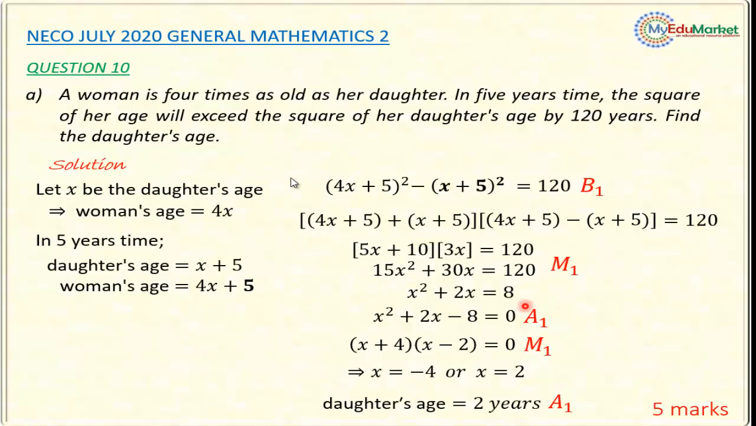Next mark is accuracy mark when you have a correct quadratic equation, that is x squared plus 2x minus 8 equals to 0. Next mark is method mark for solving that quadratic equation by any of the available means. So last mark is accuracy mark when you have the age of the daughter to be equals to 2 years. So this question has a total of 5 good marks.